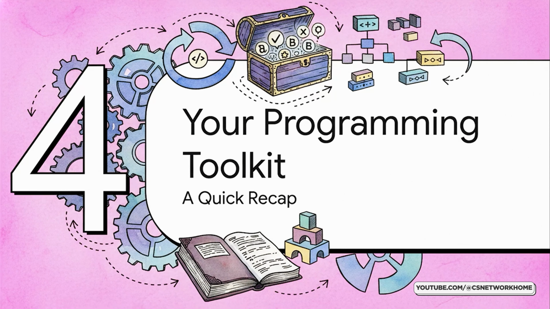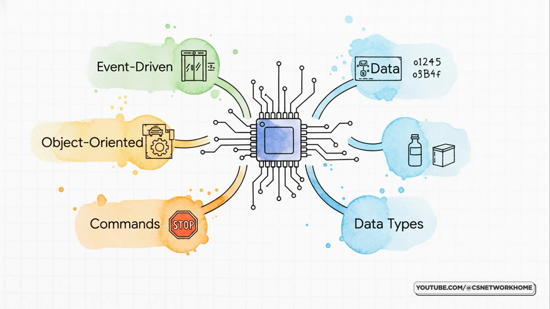Phew, okay, we have covered a lot of ground, from big picture thinking all the way down to the tiny little details. So let's do a quick recap and load up your new programming toolkit. Let's bring it all home. Programming is just writing instructions. You can use an event-driven style that reacts to what a user does, or an object-oriented style that models the world with objects. Your instructions are built with fixed commands that work on raw data, and that data is always organized by its data type. That is the foundation of everything.